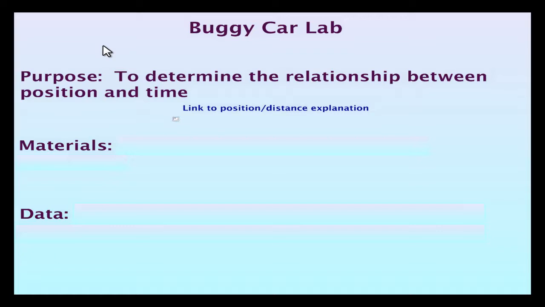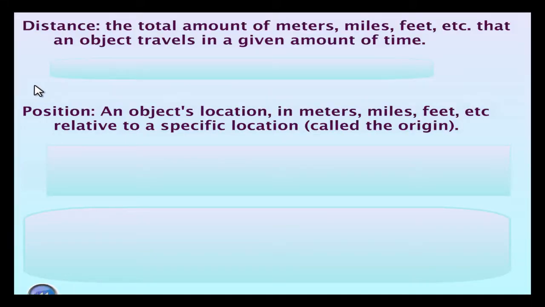Now, a lot of people will say determine the relationship between position and time, and they'll think that distance is interchangeable with position, and distance is very different than position. Looking at this, distance is the total amount of meters, miles, feet, etc. that an object travels in a given amount of time.